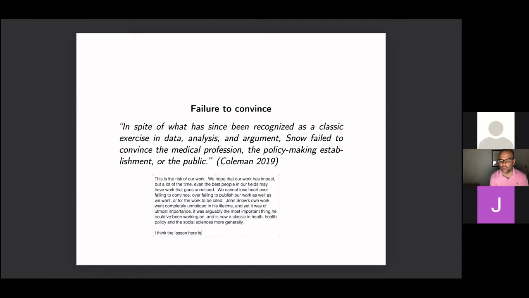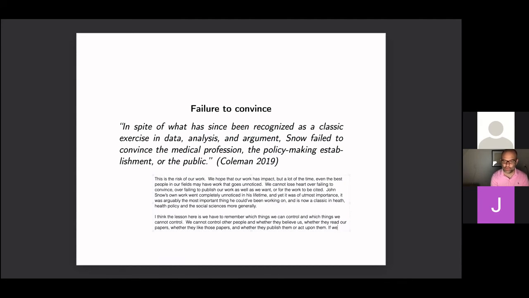I think the lesson here is we have to remember which things we can control and which things we cannot control. We cannot control other people and whether they believe us, whether they read our papers, whether they like those papers, and whether they publish them or act upon them. If we cannot control it, there's a group in the U.S. called Alcoholics Anonymous, AA, and they have a prayer called the Serenity Prayer. And it says, help me to know what I can control, and what I cannot control.